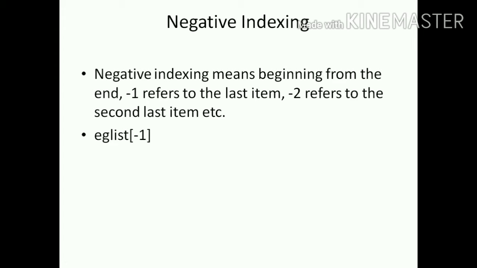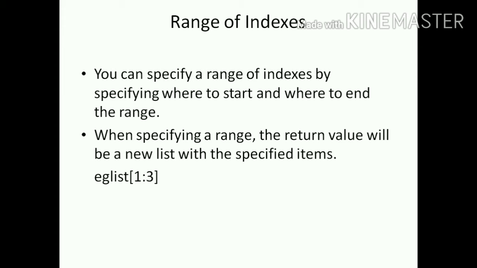Then there is negative indexing. Whenever you write a minus sign in front of the index, it will return from the end. Negative indexing means beginning from the end, and minus 1 refers to the last item, minus 2 the second last item, and so on. And you can even have a range, and whenever you specify a range, it will return the items from the starting index to the end index, and it will return a new list with this range.